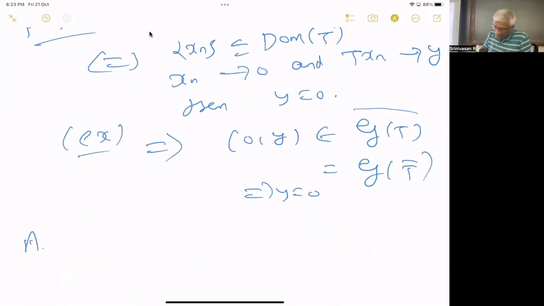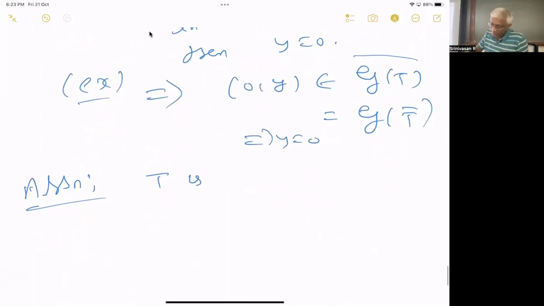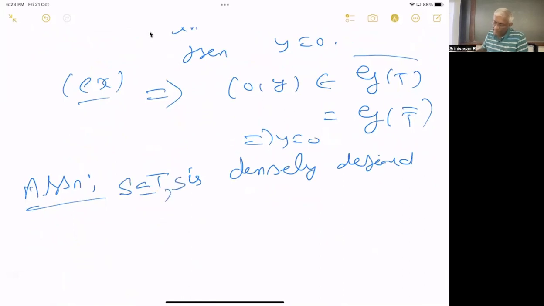Maybe I give an assignment, which you can write down. T is densely defined. S and T are both densely defined. Let's say S is contained in T and S is densely defined. Then T is also densely defined, T is a bigger operator.